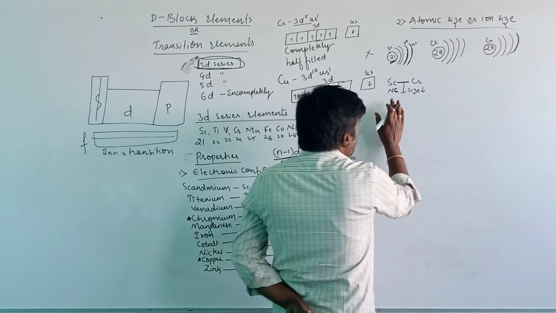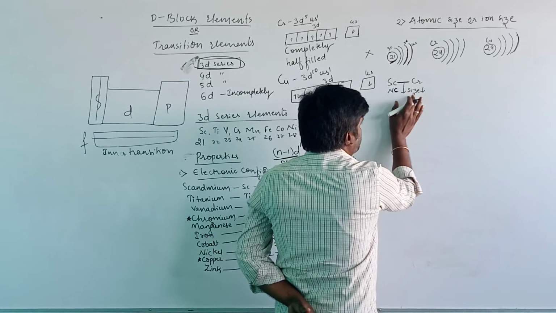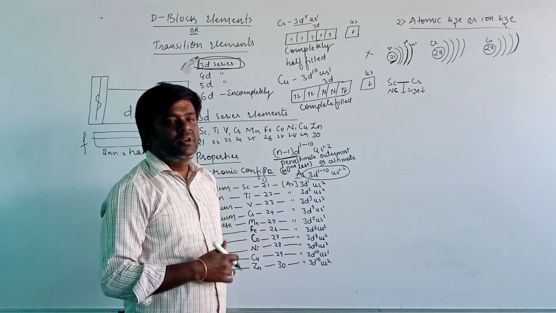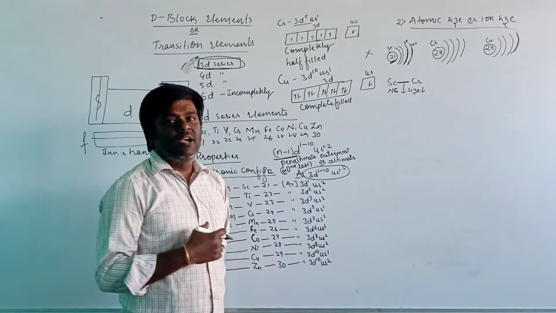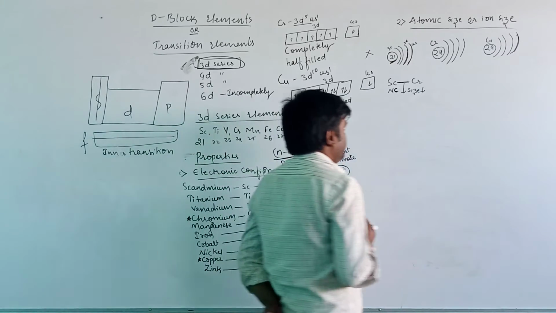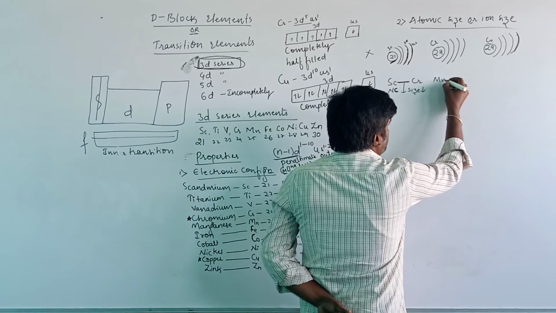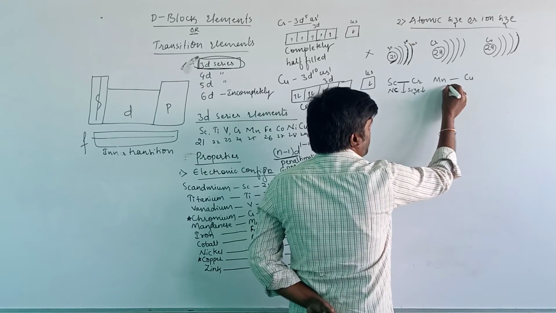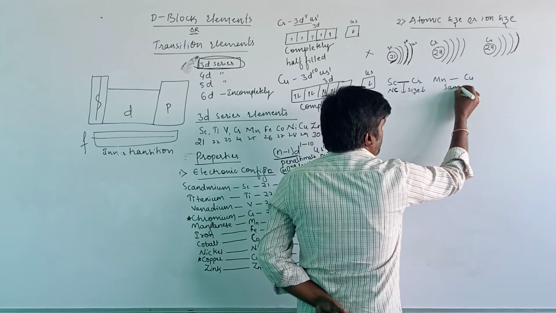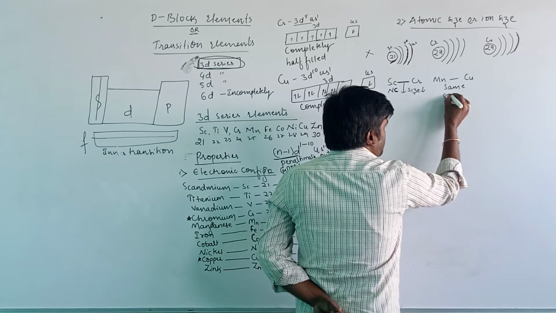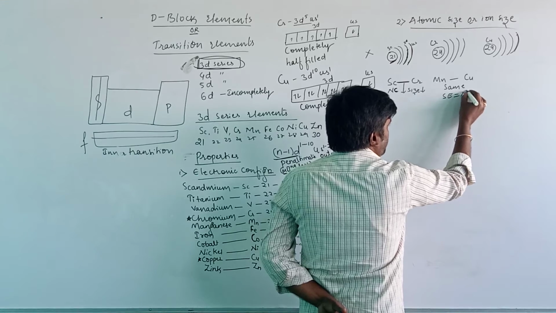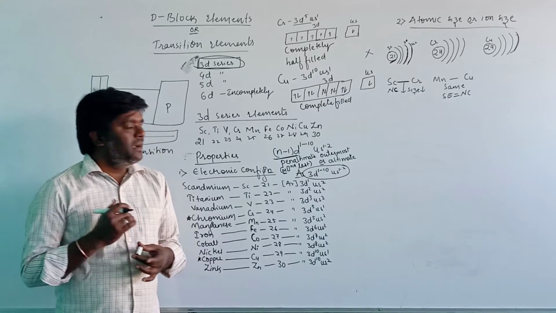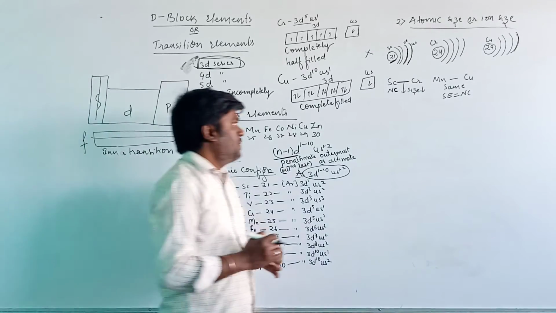Then from scandium to chromium, the atomic size will decrease due to the increase in nuclear charge. The nuclear charge will be dominant. Therefore, the atomic size from scandium to chromium will decrease. From manganese to copper, the atomic size will remain approximately the same, because the screening effect will be equal to the nuclear charge. Therefore, the size from manganese to copper will remain the same.